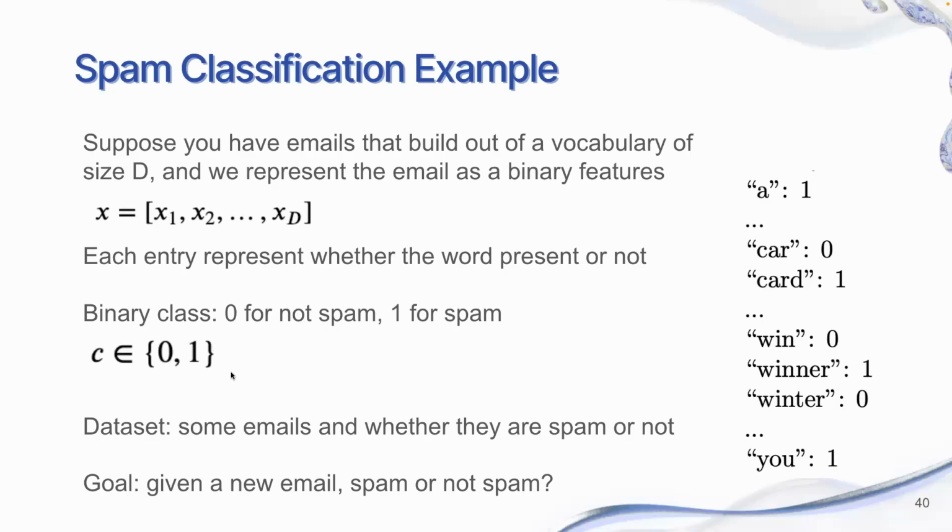And for the data set, just imagine you have a bunch of emails, and whether they are spam or not, so they're labels, right? And then your goal is, given a new email, is the email spam or not? Okay, does everyone understand how the problem is constructed?